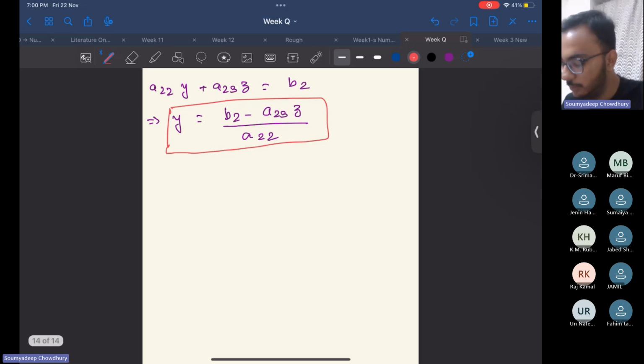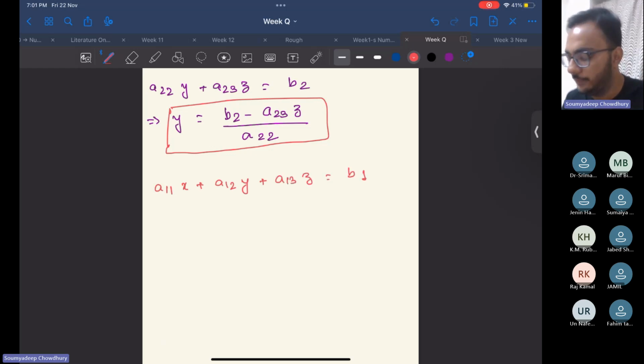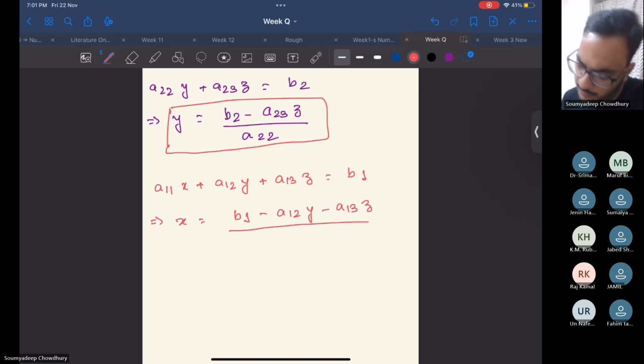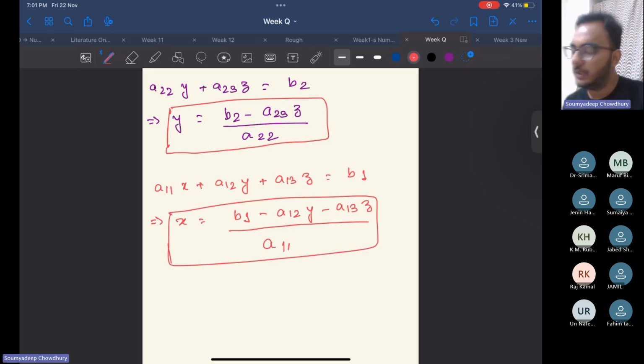Again z you can substitute. Again we have a11x, a12y, a13z equals b1. So you want to find x from here. It is b1 minus a12y minus a13z, divided by a11. So like this you can generalize this. Again z you can substitute and then you can form a generalized expression for this back substitution technique. Is this clear?